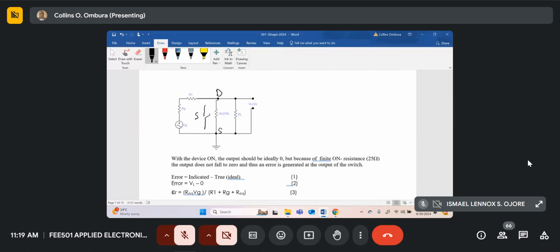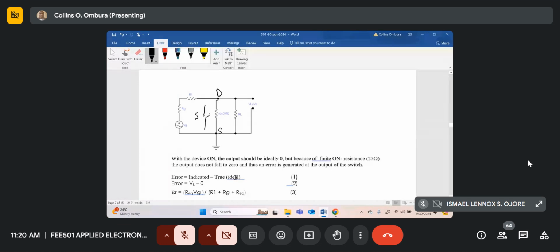In the notes here, I've said that when the device is on, the output should ideally be 0, but because of the finite on resistance, typically 25 ohms, the output does not fall to 0. Thus, an error is generated at the output of our switch, and the error is equal to indicated minus true value, or the ideal value. Now, indicated will be our VL. True value is supposed to be 0.